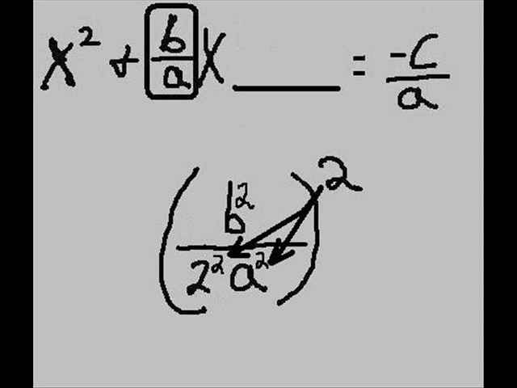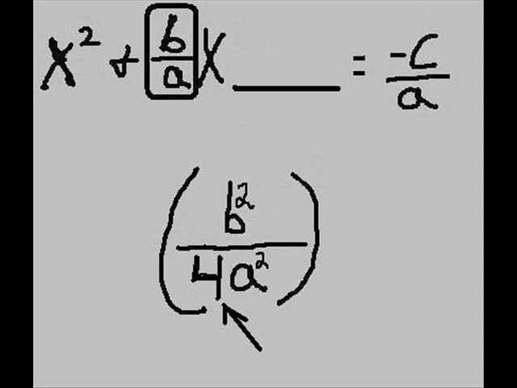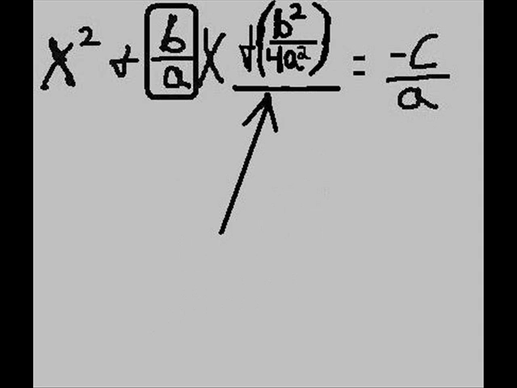What does that come to? Well, b squared, 2 squared, and a squared. Well, we can do the 2 squared. That's 4. All right, so we got b squared divided by 4a squared. And we put a plus sign in front of that because there's no negative sign in there, so it must be a plus sign. And we scooch that back on up into the equation. Just like so. Doesn't it look nice?